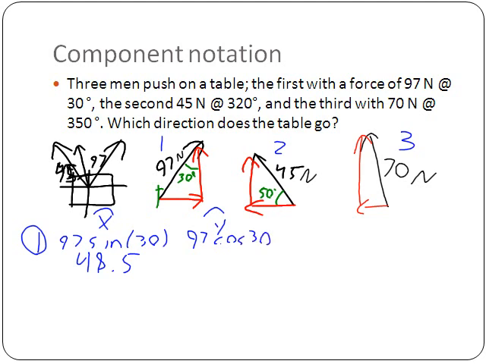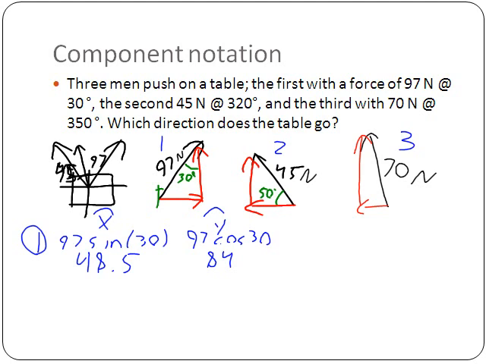Noticing a pattern here? So it's just 84 even. Now looking at direction, the 48.5 is positive x direction. The 84 is positive y direction. So both those are positive.